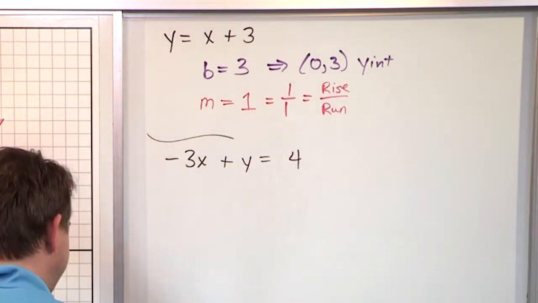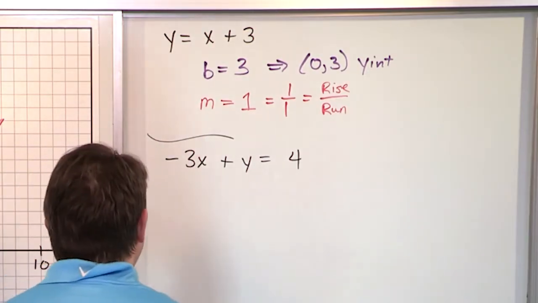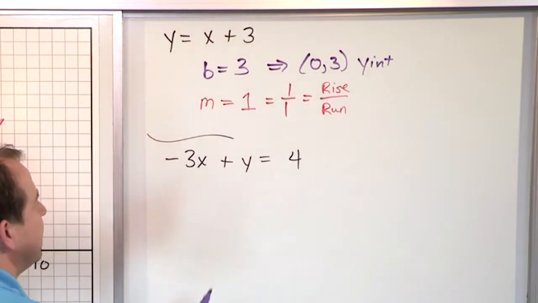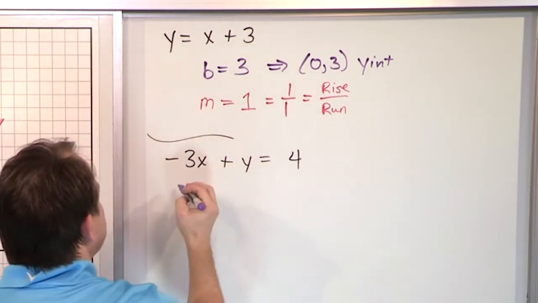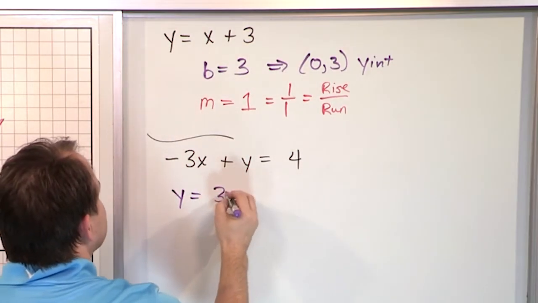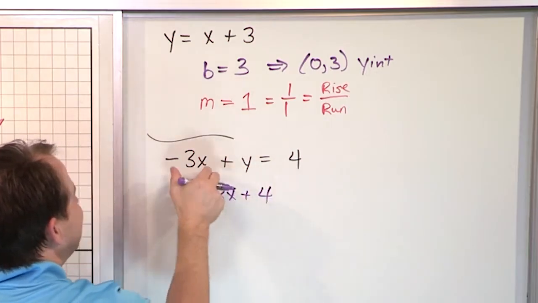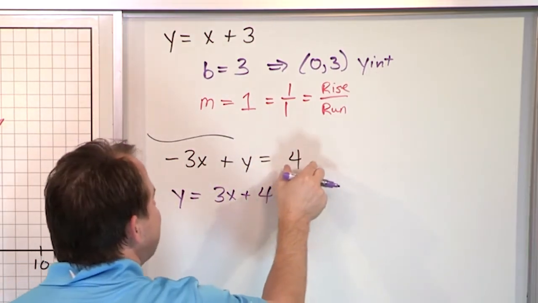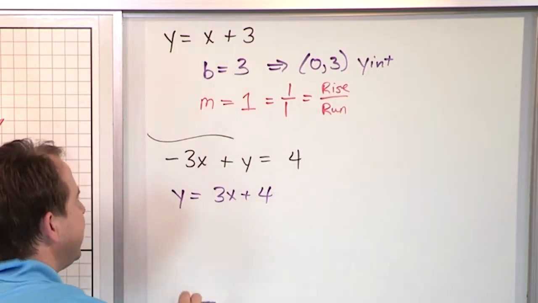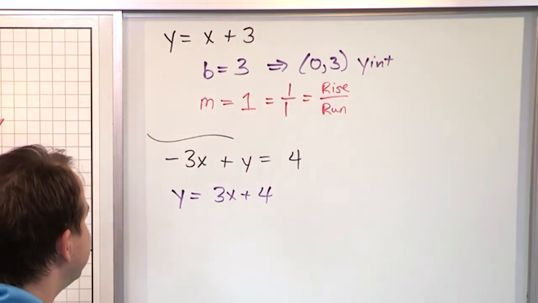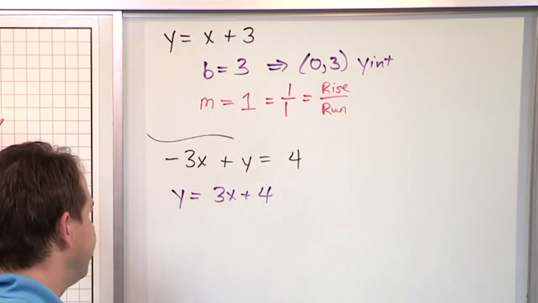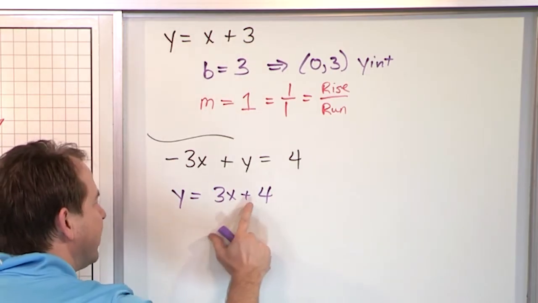But I can now graph lines any way I want to. I didn't tell you how to graph it. I just told you that I needed to graph it. So let's move this 3x to the other side. So then y would be 3x plus 4. All I did was add 3x, making it go away, and I add 3x over here. So this is the equation. This is no longer in standard form. This is in slope-intercept form. y is equal to mx plus b.